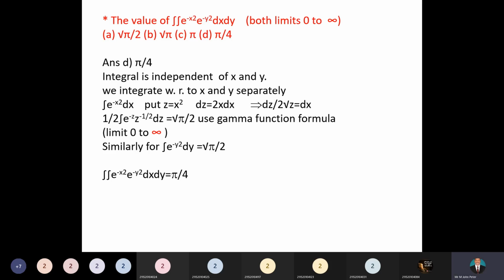So outside the integration, 1 by 2 as it is. The same integral value for y also. So these two values you have to multiply. That means root pi by 2 into root pi by 2. So that is root pi squared, we convert as pi, denominator 2 into 2 as pi by 4. Okay, got it. So this one is by the gamma function.